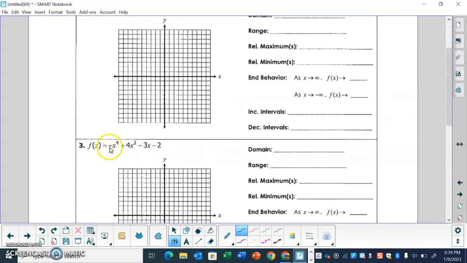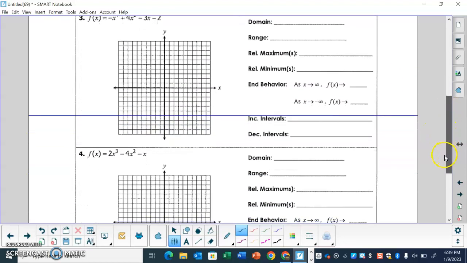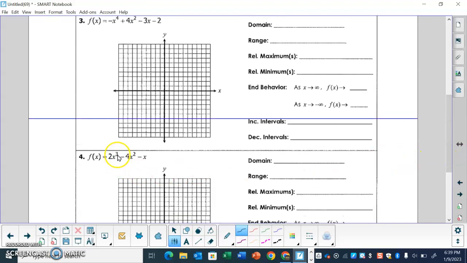This one does not go to positive infinity because it's negative. You flip it upside down. And the last one, it is odd, so all real for the range. So when I was telling those things, it was about the range.